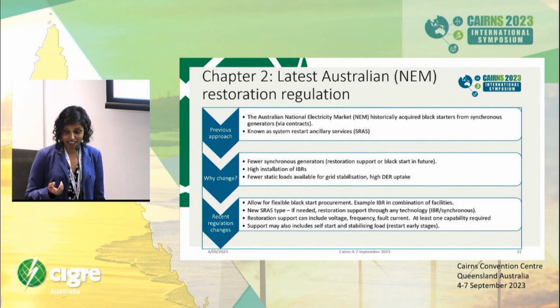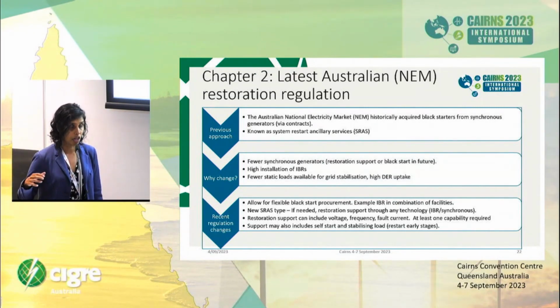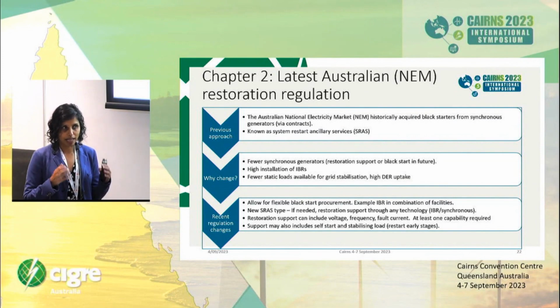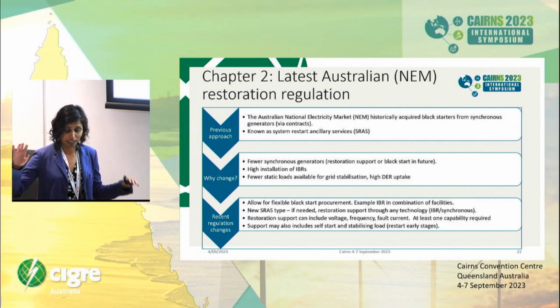And obviously, there needed to be a change for what Babak and myself already covered, because of the reduced synchronous generation, but also because of the high IBR, not only on transmission, but also on the distribution system, which is displacing or changing the static loads available for grid restoration and stabilization of synchronous generators on restart. So the recent regulation changes aimed to allow for flexible black start procurement. What that meant is black starters can not only be synchronous generators, but can be IBR or a combination of facilities that can be installed at even different PCCs.